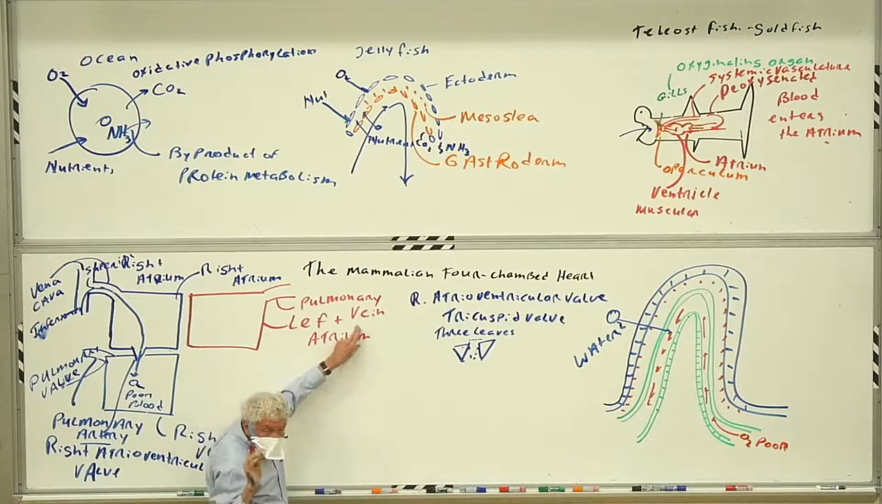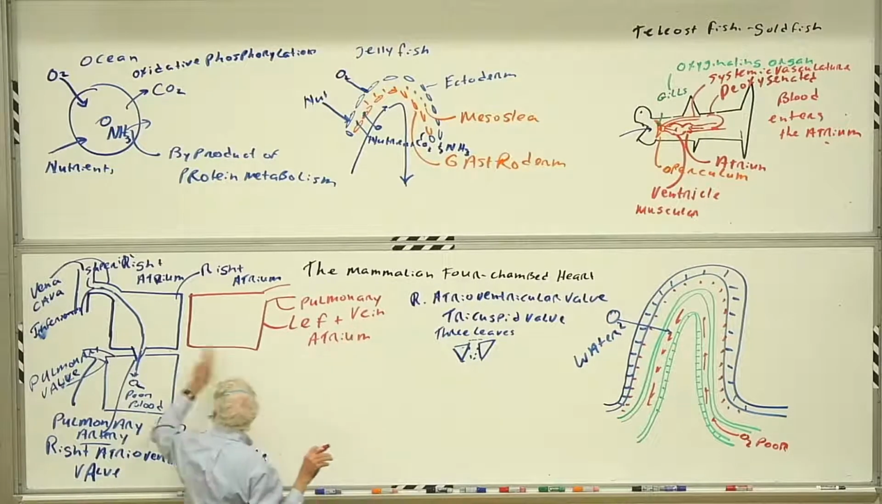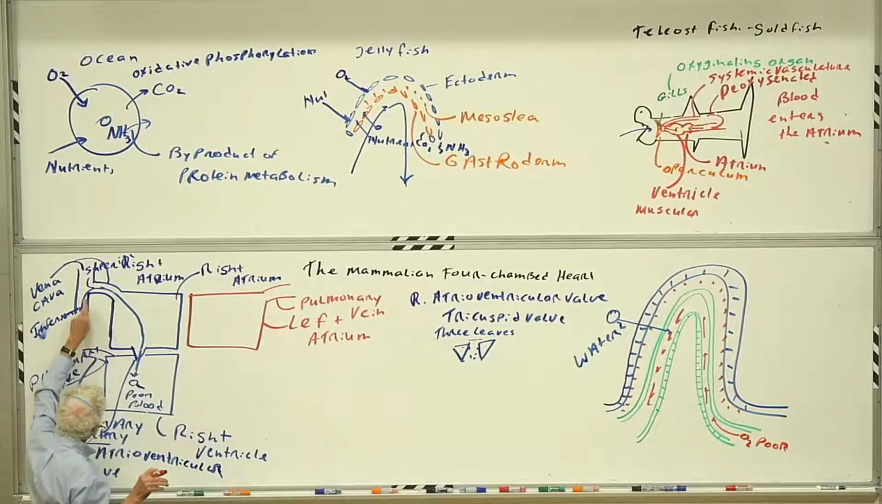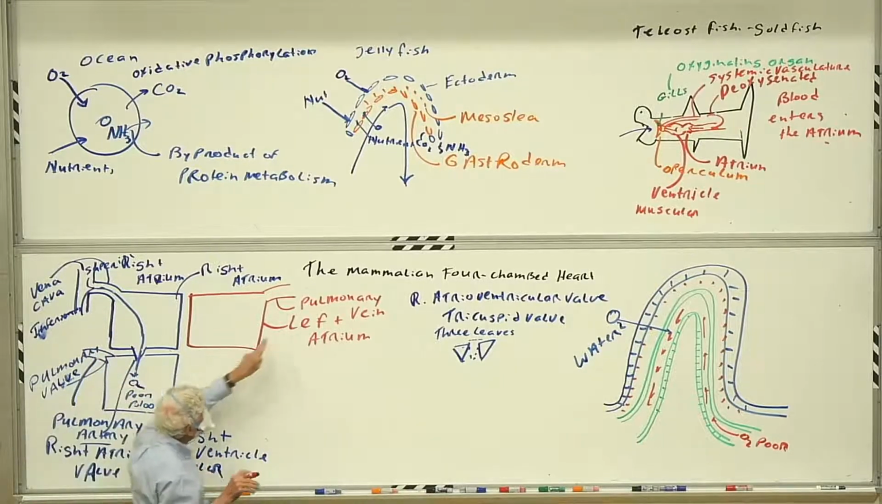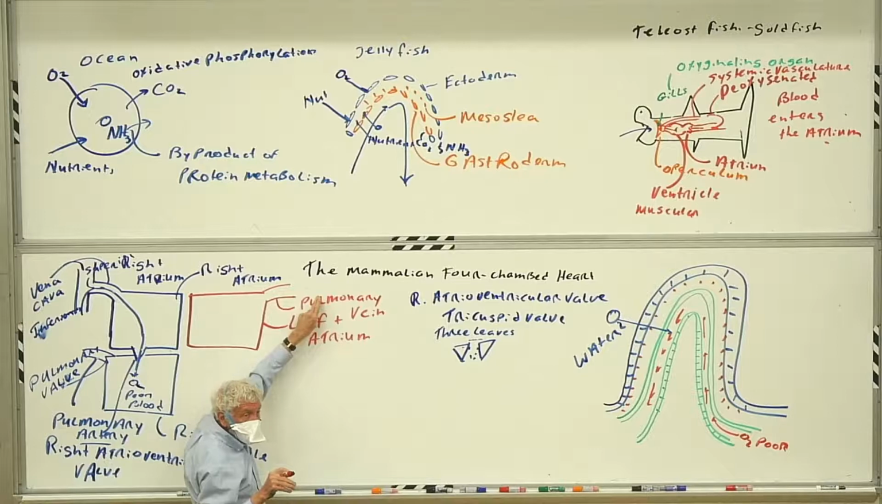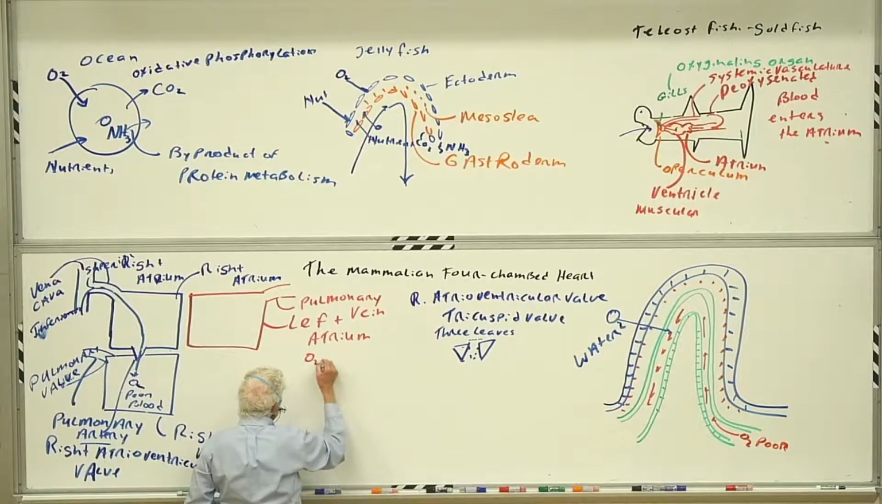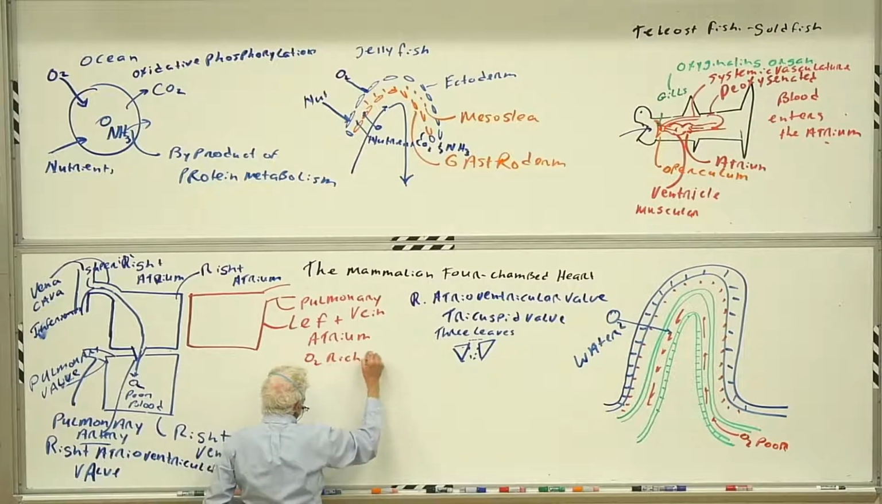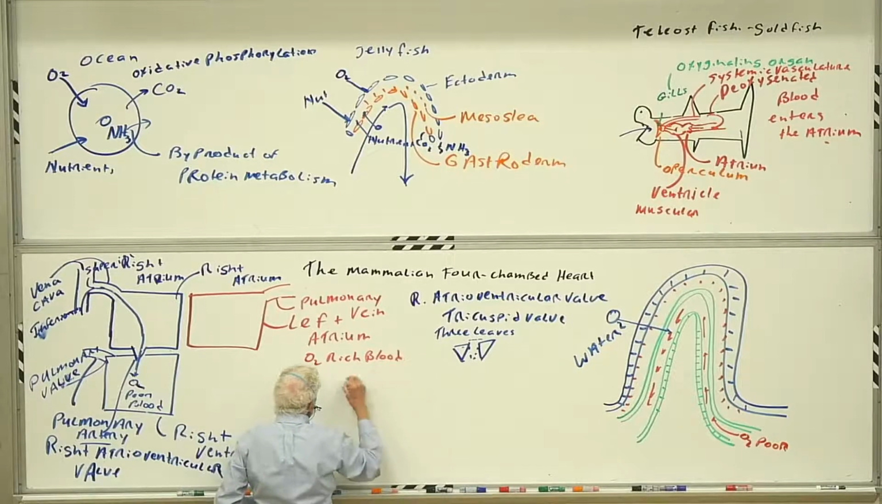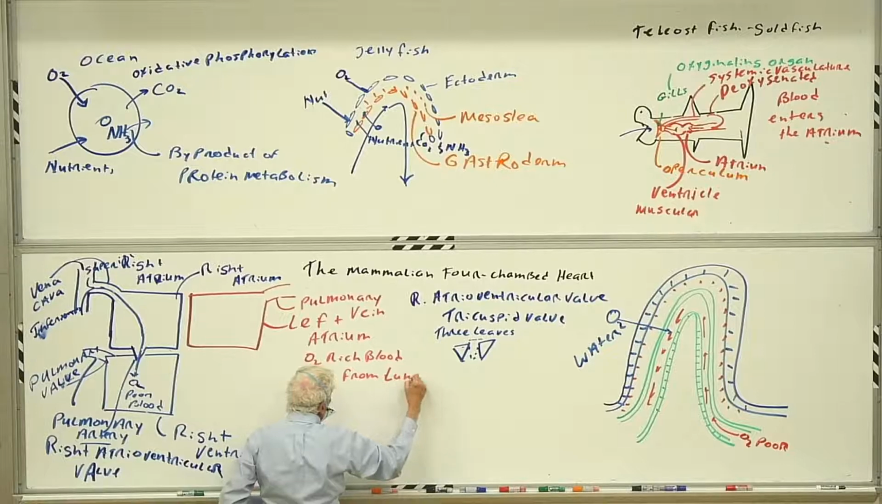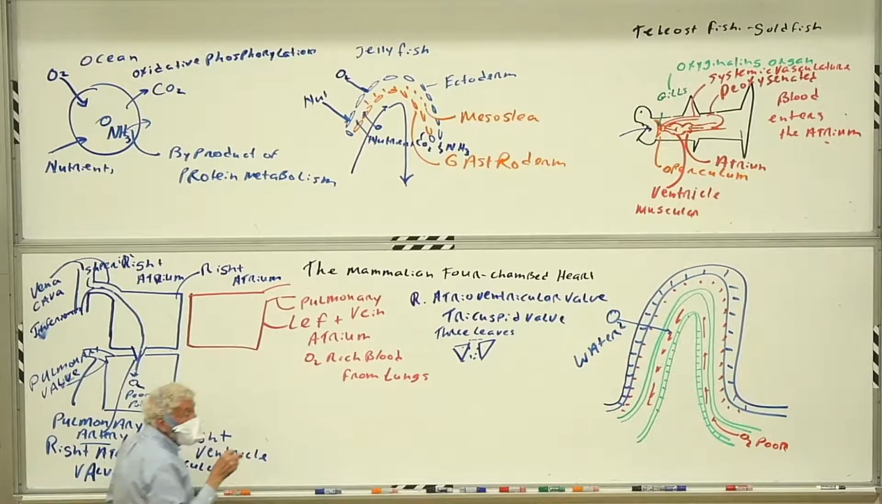Now again, there's nomenclature here. When you hear the term vein, just as we saw over here with the vena cava, we were carrying blood to the heart. Here we're carrying blood to the left side of the heart. So this is a vein. But in this case, this vein is carrying O2 rich blood from the lungs. So that's the pulmonary vein.